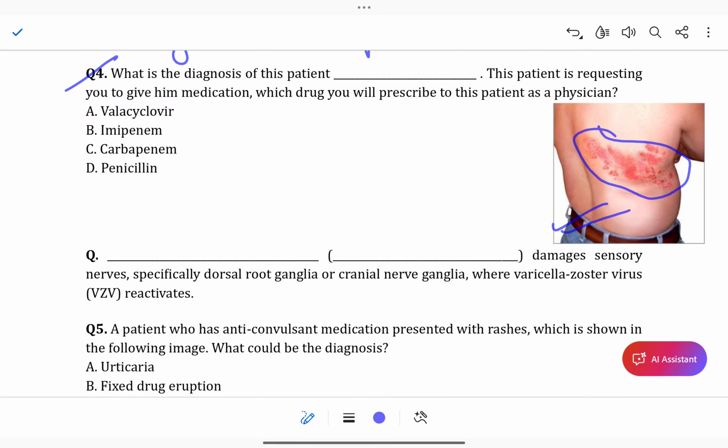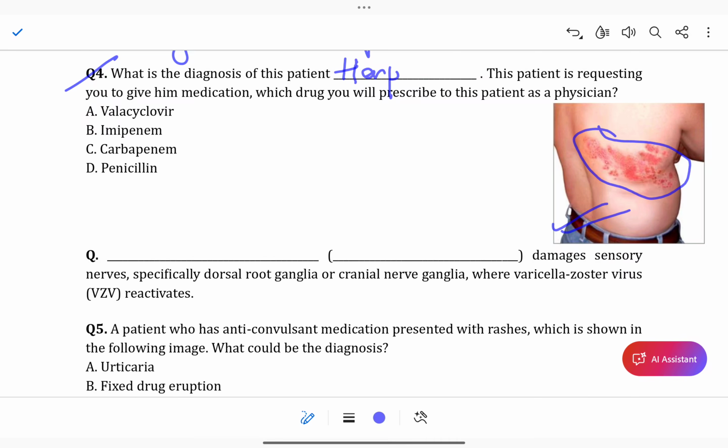Please see the image-based study. First of all, you have to find out the diagnosis, and only then can you give the treatment. Otherwise you can't give the treatment without knowing the diagnosis. So diagnosis is first. So what is the diagnosis? Diagnosis is herpes zoster.